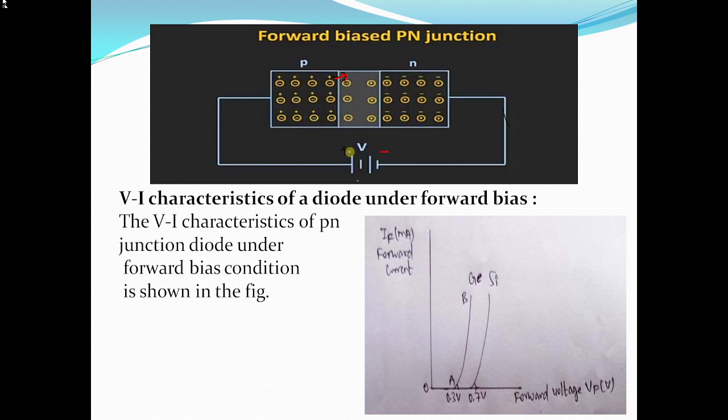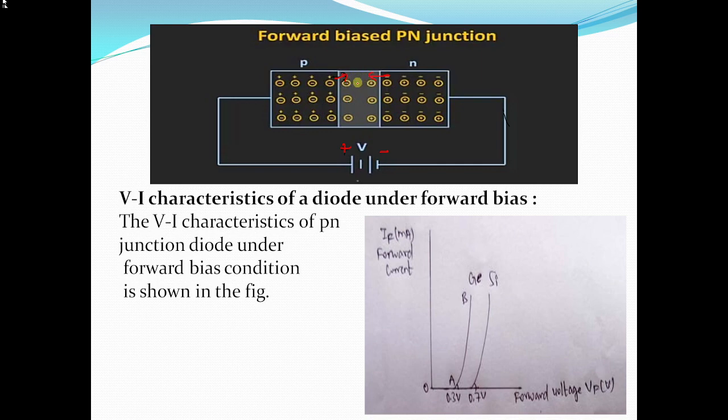Next, here the negative terminal of the battery is connected, and here electrons are the majority charge carriers. Electrons carry negative charge, so the negative terminal repels them and they move towards the junction. So these holes are entering the junction and these electrons are also entering the junction. So here I can find mobile charge carriers, electrons and holes, in this region.